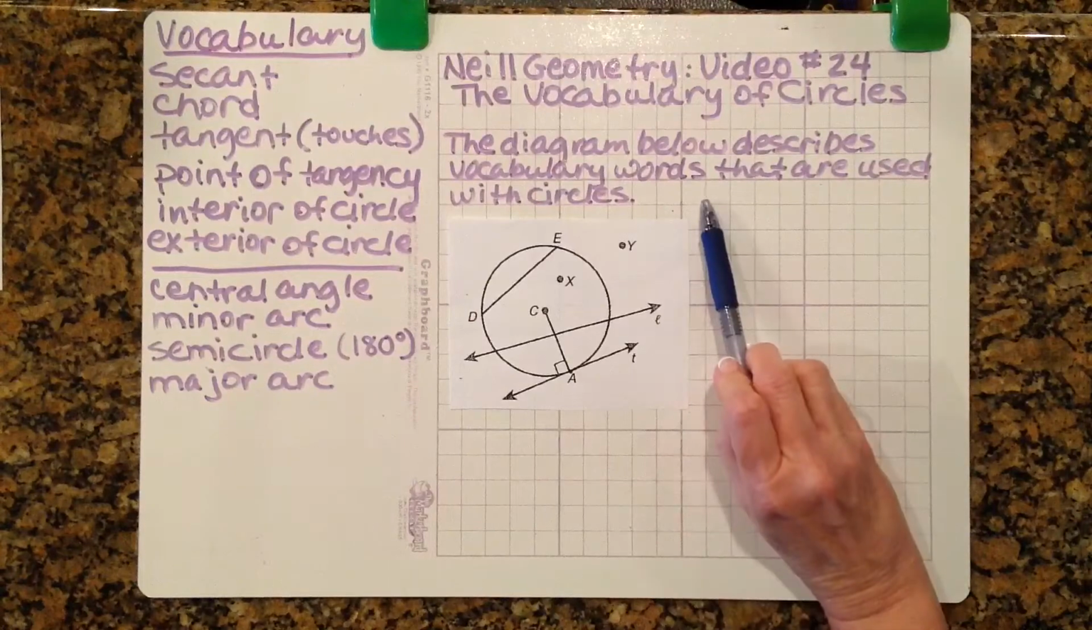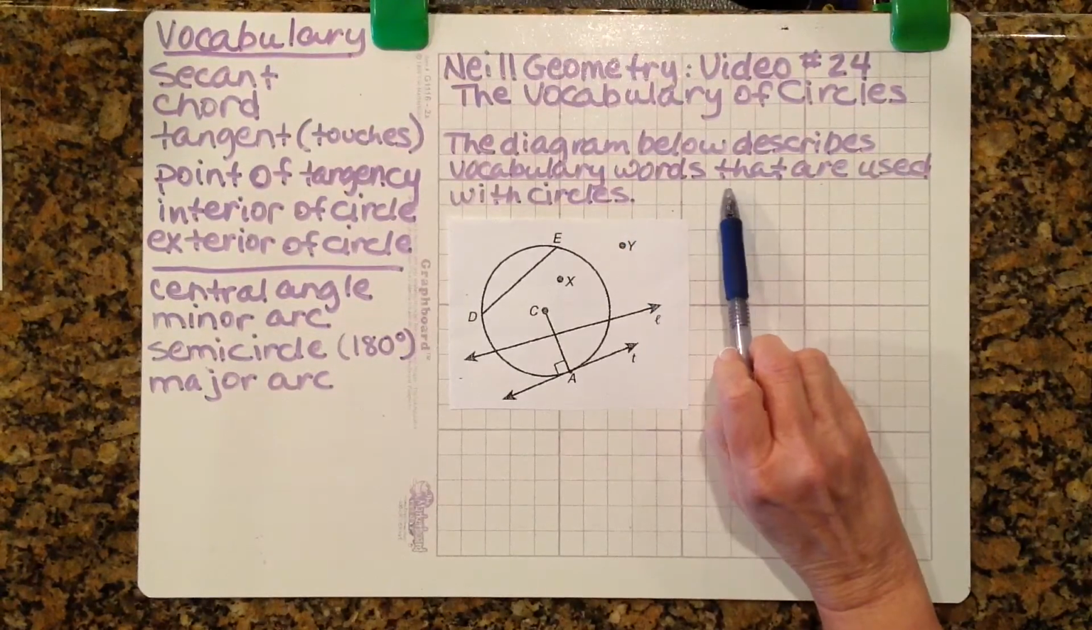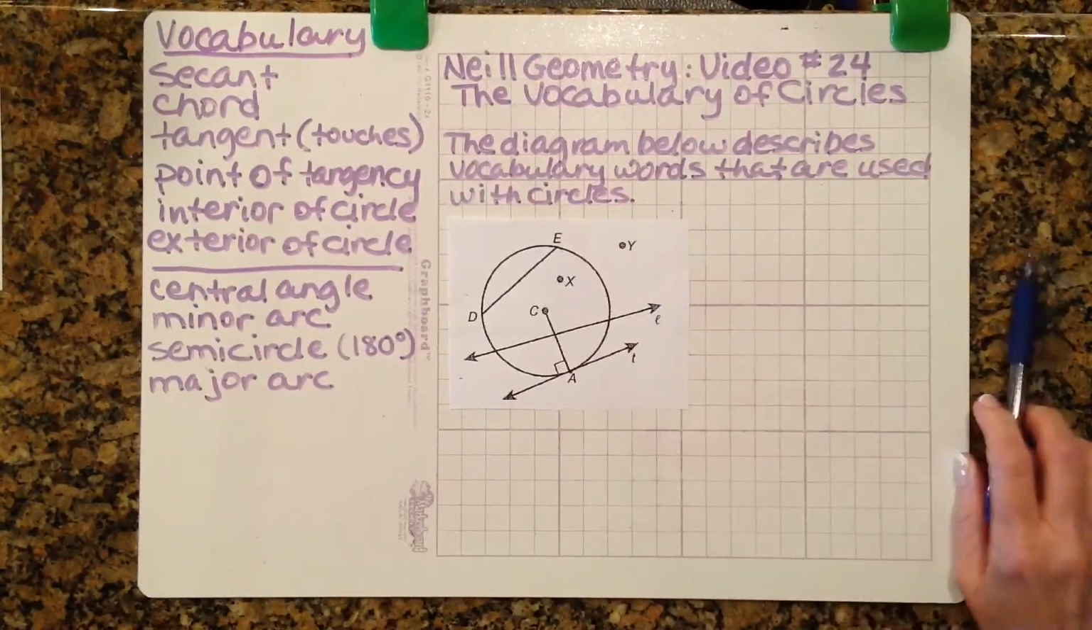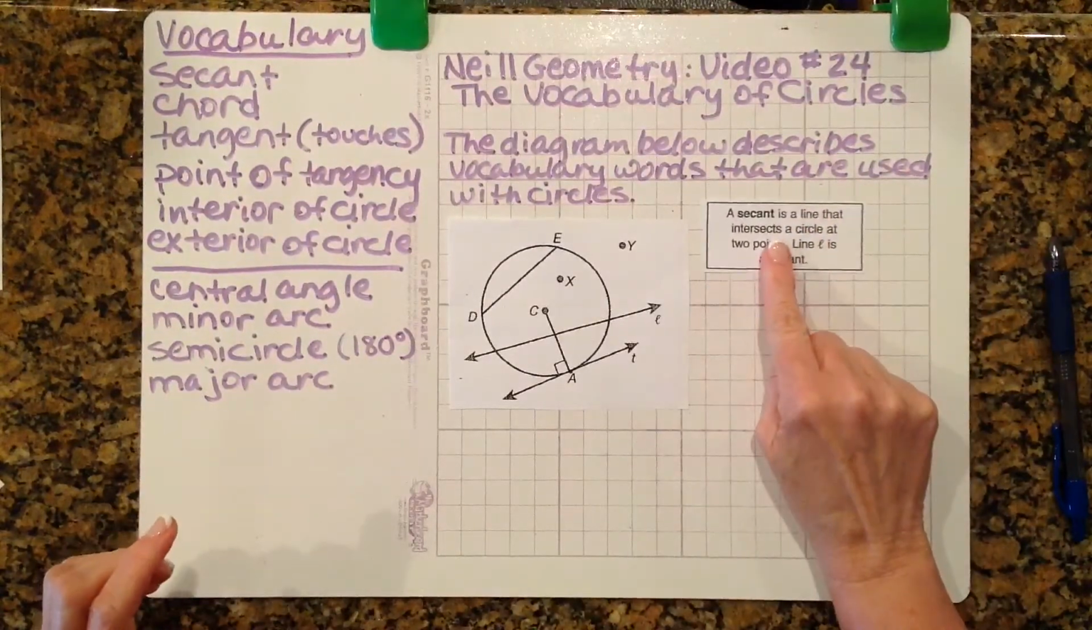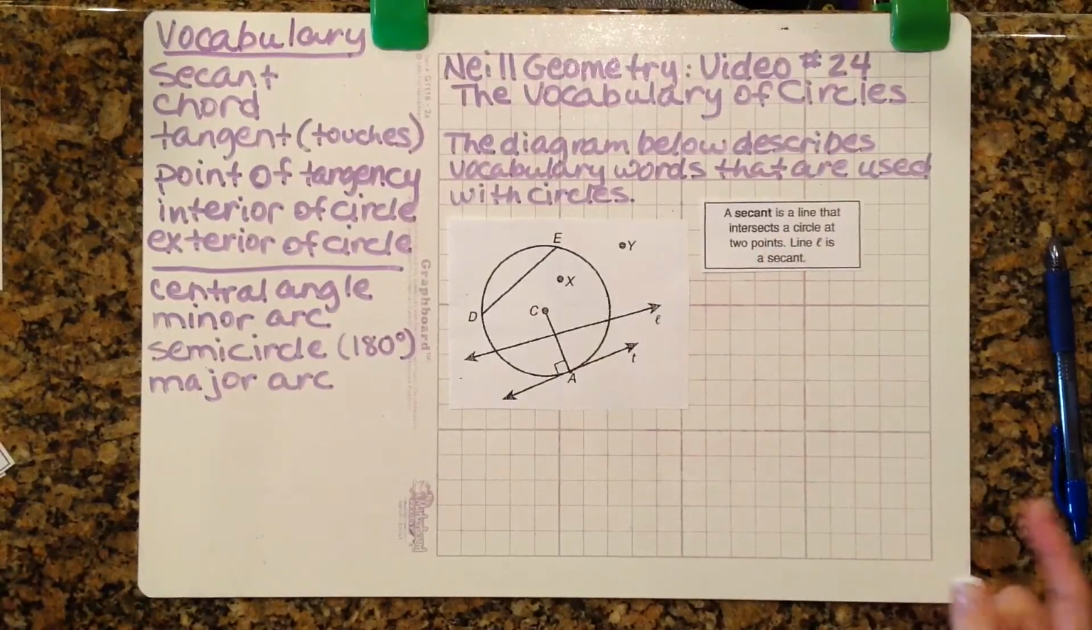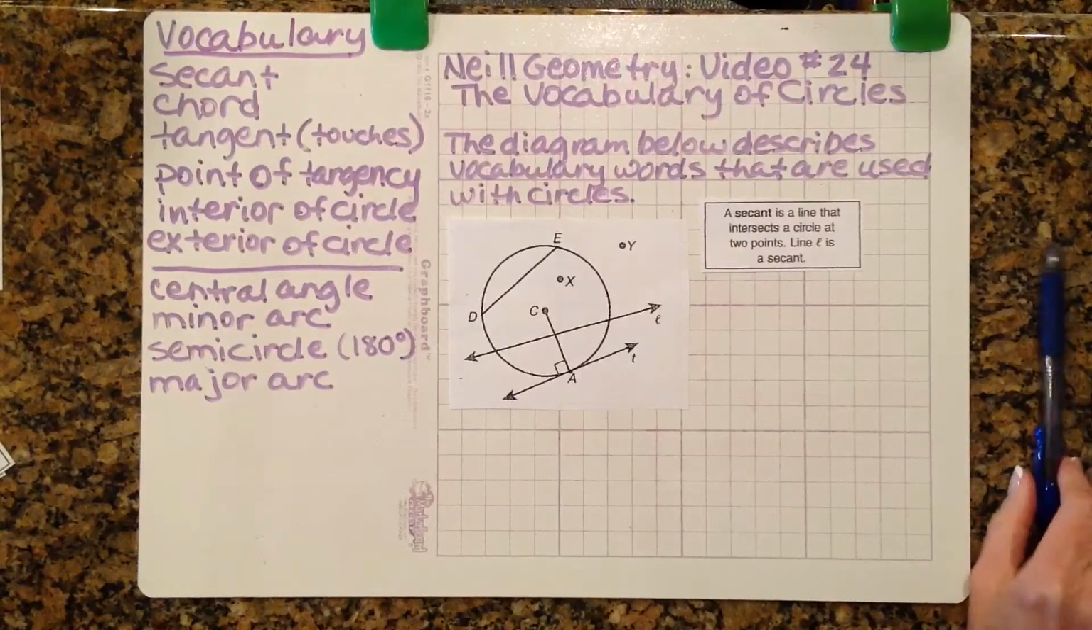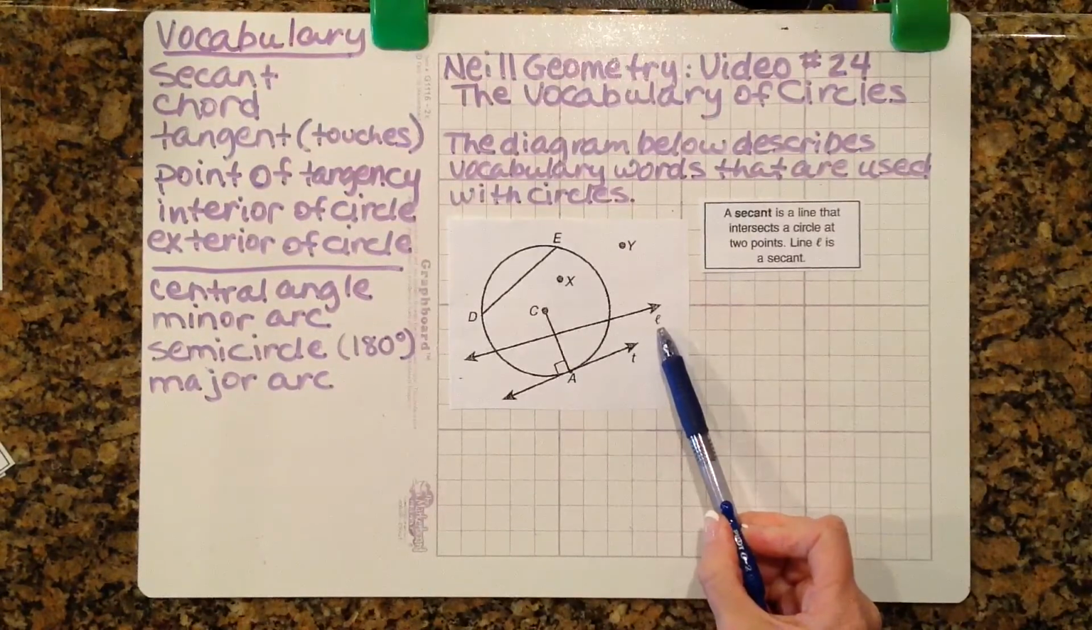So let's look at our directions. The diagram below describes vocabulary words that are used with circles. And I'm going to go over our first one, which is secant. A secant is a line that intersects a circle at 2 points. So in this example, line L is the secant line.